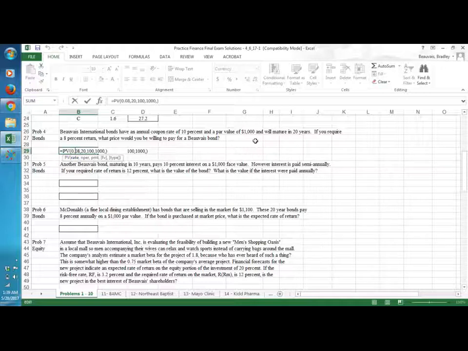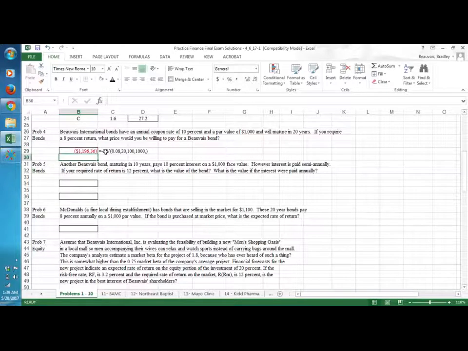We have our 8% rate, which is right here in the problem. We have a number of periods, that's 20, since it's going to mature in 20 years. We have a payment, that's our coupon, 10% of 1,000, so our $100, and our future value, which of course is our par value as given in the problem. We're not messing around with the type function here, so we put in our last parentheses, hit enter, and we end up with a valuation of $1,196.36. In effect, the price I would be willing to pay for that bond given current market conditions.